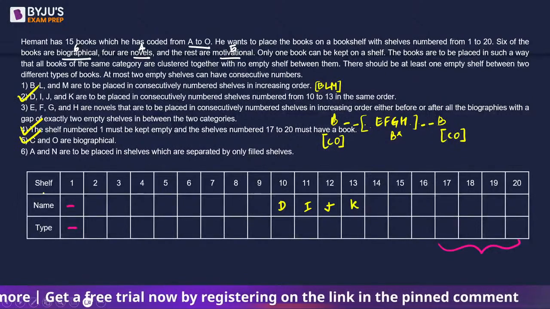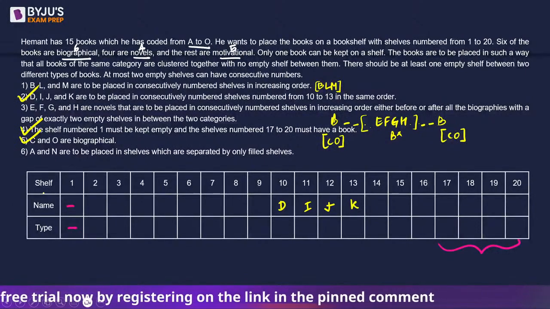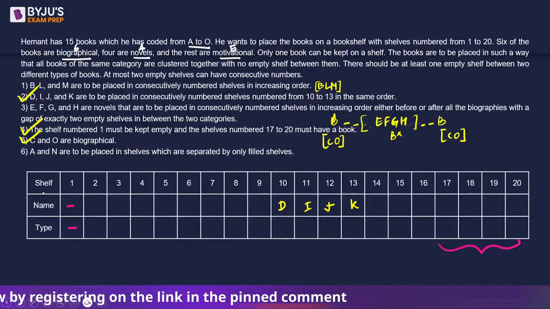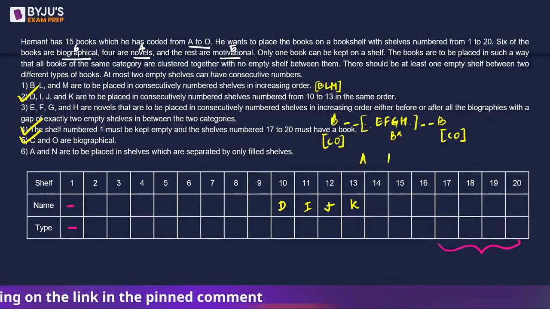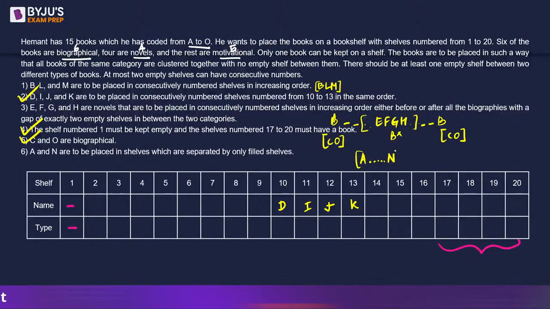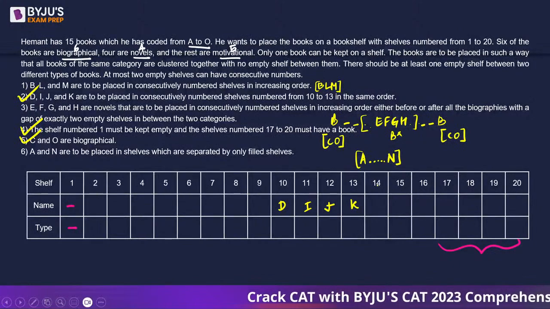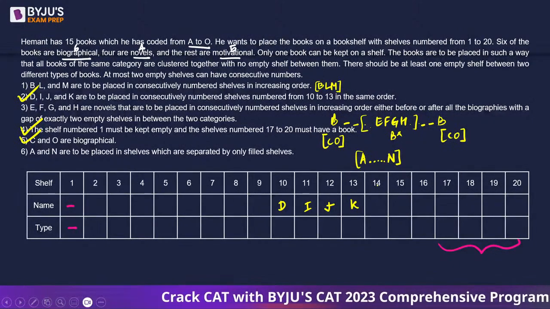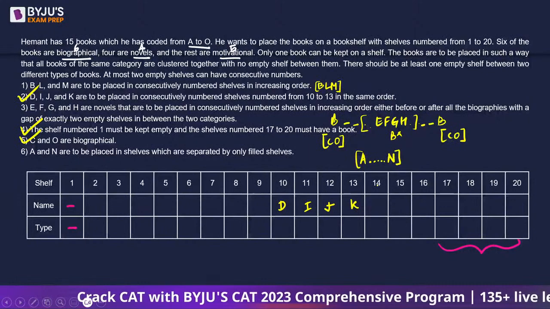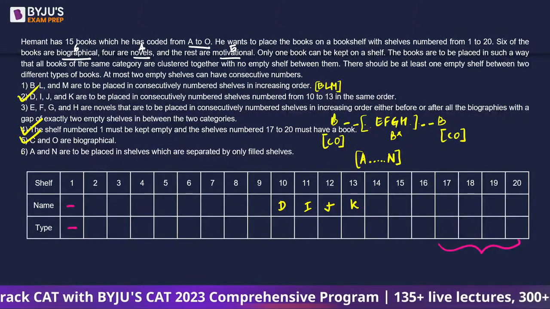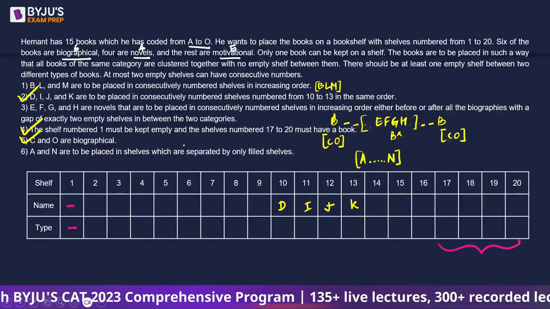A and N are to be placed in shelves which are filled by only filled shelves. So wherever we are going to put A and N, they are filled using the shelves where we have books, right? As in the A and N are part of the same category. Now, we are done with sixth as well, but we have not placed it.